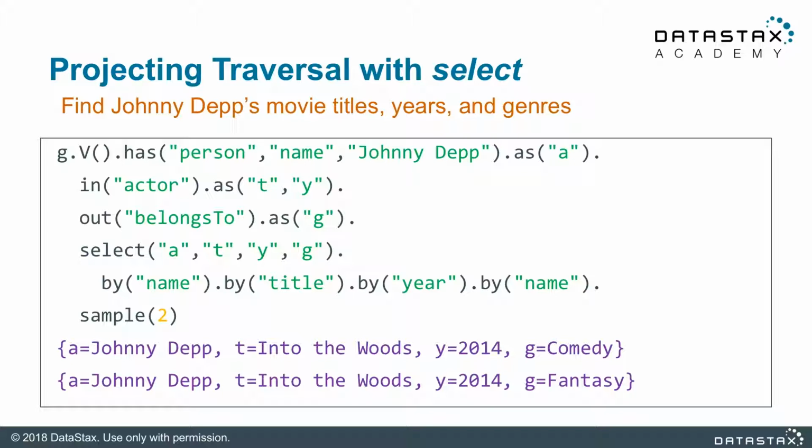Let's sample 2 of those and take a look at the data. You can see we found Johnny Depp from the movie Into the Woods, which was labeled as a comedy from 2014, and it was also labeled as a fantasy from 2014. One last example of the where from select pattern.